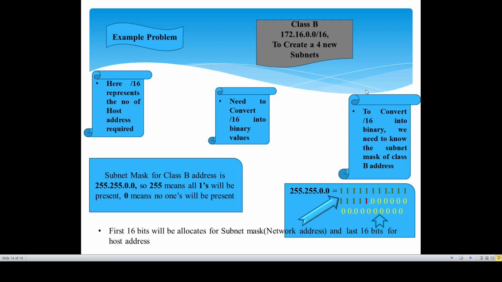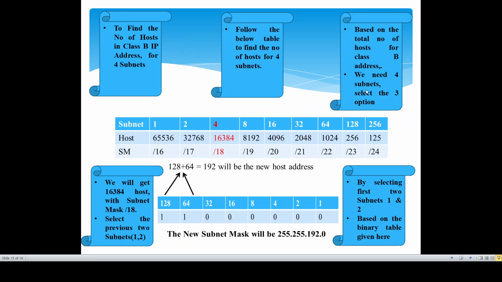So the first 16 bits will be allocated as a subnet mask for the network address, and the last 16 bits will be for a host address. So now we are entering into a problem. To find the given IP address, we need to have 4 subnets with the help of the same IP address. We need to allocate the IP address for these 4 different departments or 4 different subnets: subnet 1, 2, 3, 4.